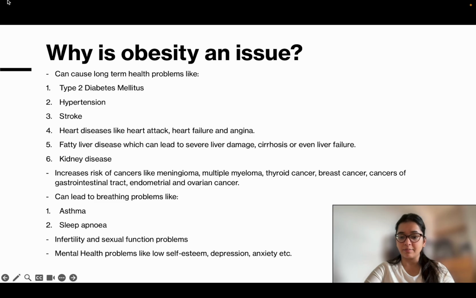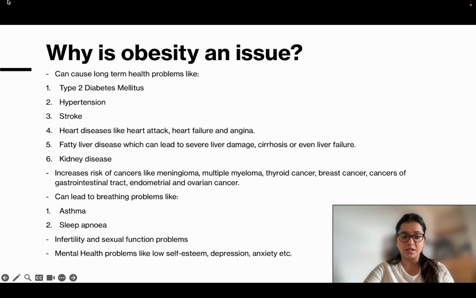Second one is sleep apnea. Sleep apnea basically means that whenever you are trying to sleep, you're not able to breathe properly, which leads to things like snoring and excessive daytime sleepiness. Sleep apnea is very, very common in obese people.